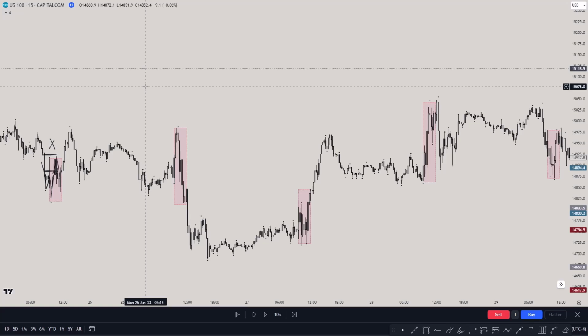We are only using NASDAQ for this setup. Only NASDAQ, 15 minutes time frame, 9:30 EST, New York time. That's all you need.